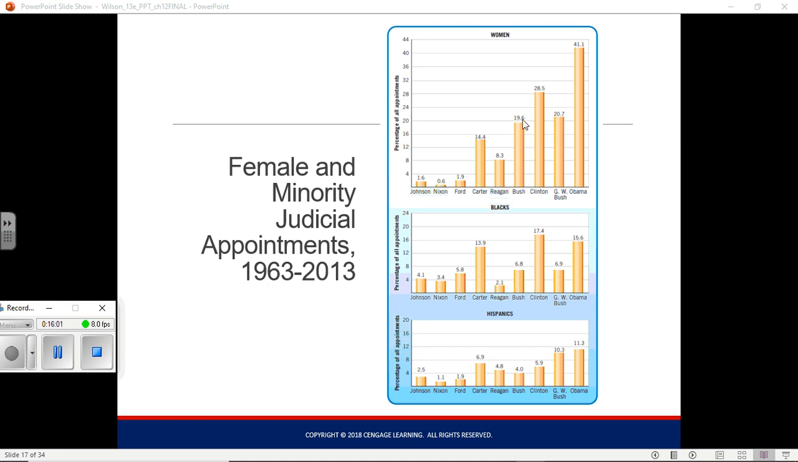But you can see that it has been, I'm not going to say a steady climb, a steady increase, but it's a marked increase. And on the whole, we have slowly increased the percentage of African American and Hispanic nominees. So the judiciary is getting more diverse.